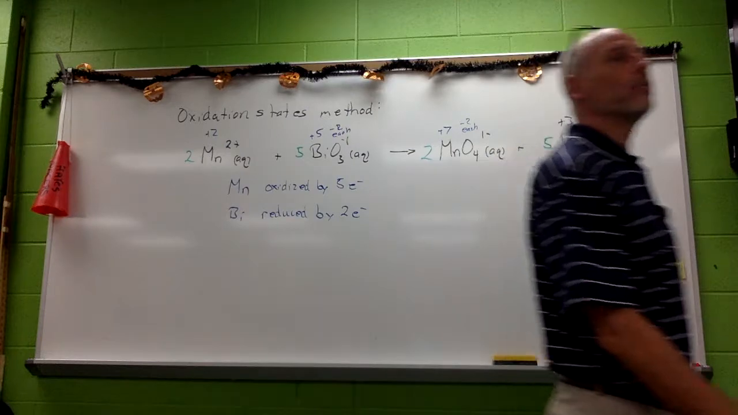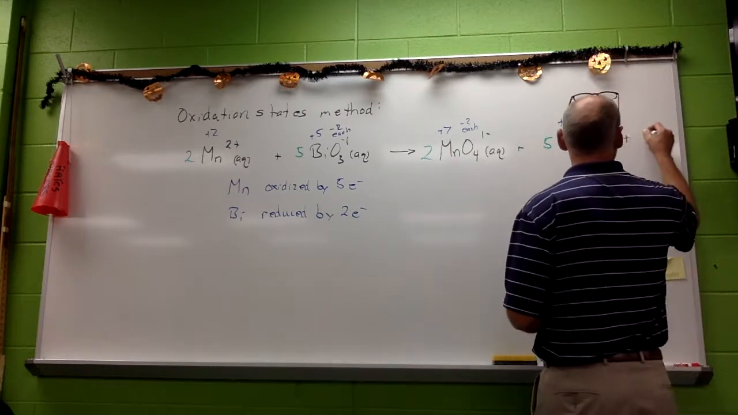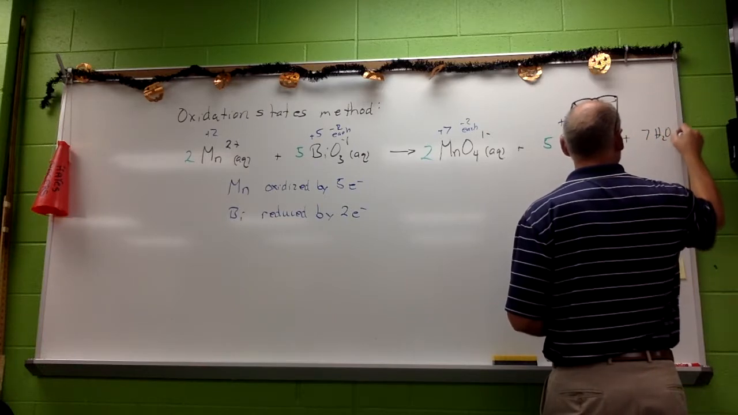So, how many water molecules need to be added? Where? To the product side. We're in chemistry now. Product side. So we're going to add 7 water molecules over here.